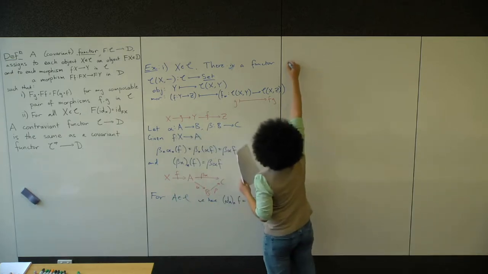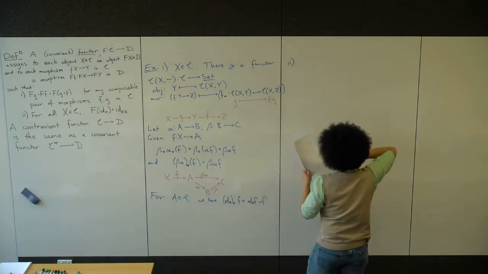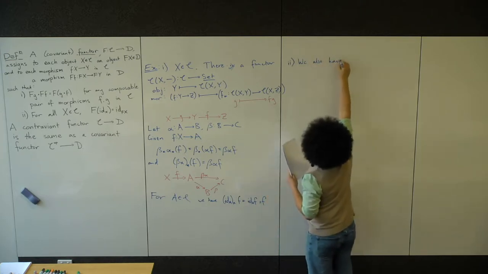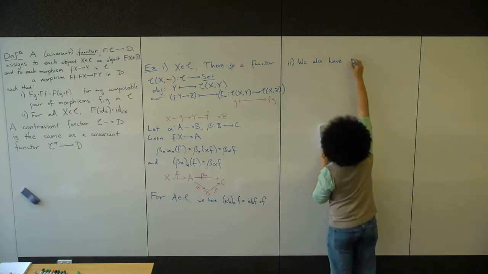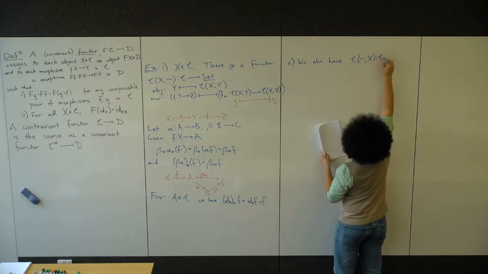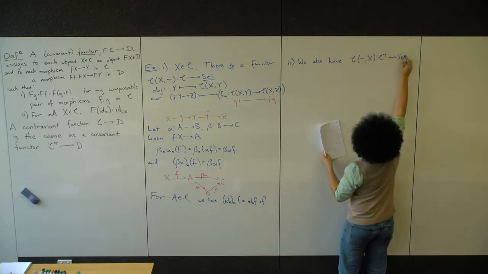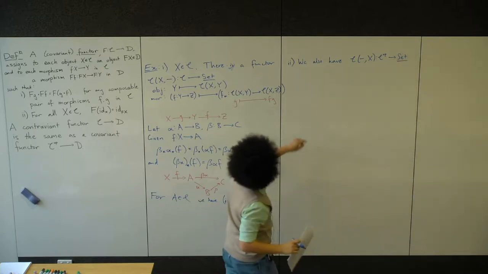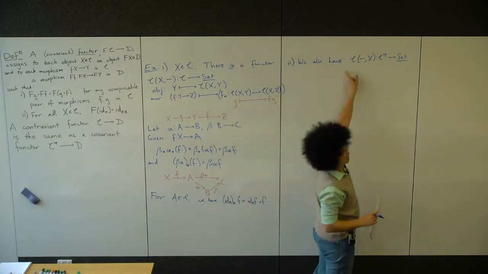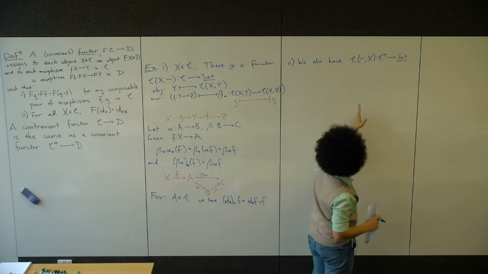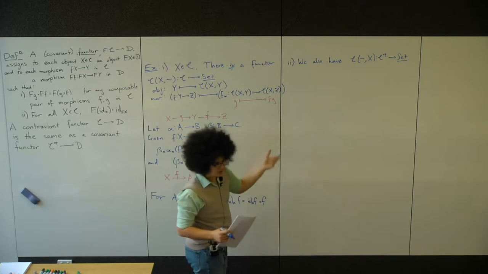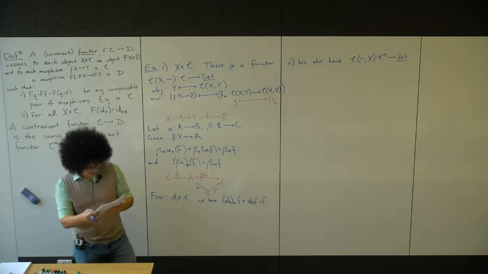All right, another example of a functor, which is very similar to this one. We also have a functor C(-, X), which goes from C^op to Set. All right, and so now, instead of postcomposing on the morphisms, we precompose on the morphisms. But that means that it reverses the order. And you should check that if you don't believe me.